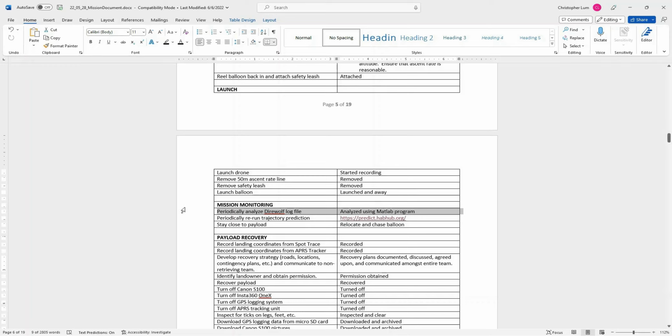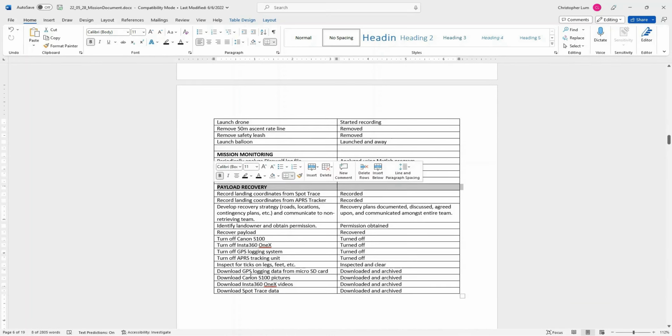So we have other separate videos talking about how we were able to do this monitoring via the APRS tracking system. Once it's in the air, and as it starts to move away, we started to drive and follow it so we could stay within broadcast range of the APRS tracking system. Hopefully that'll allow us to track this all the way up to burst and to the actual landing. So once it lands, we are into our payload recovery mode.